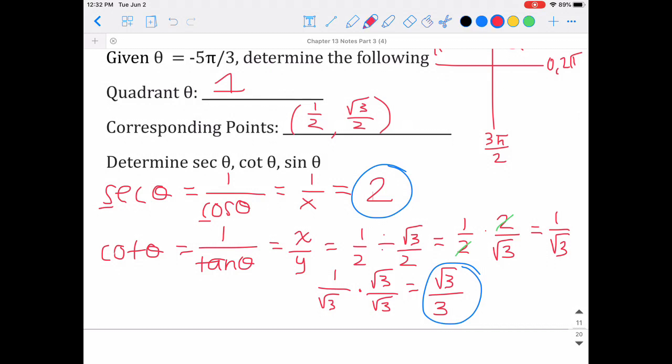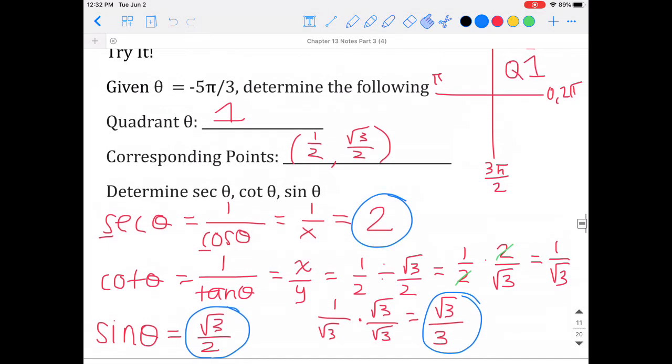And for sine of theta, we're not even using the reciprocal. Sine is just represented by our y value, so that's going to be radical 3 over 2. And here are all the exact values based off of that corresponding point.